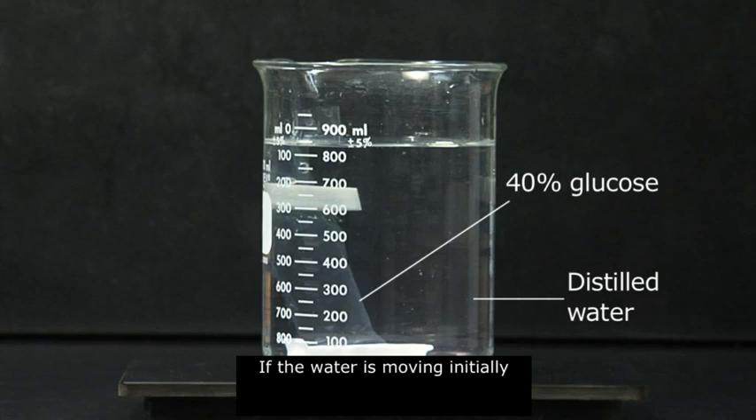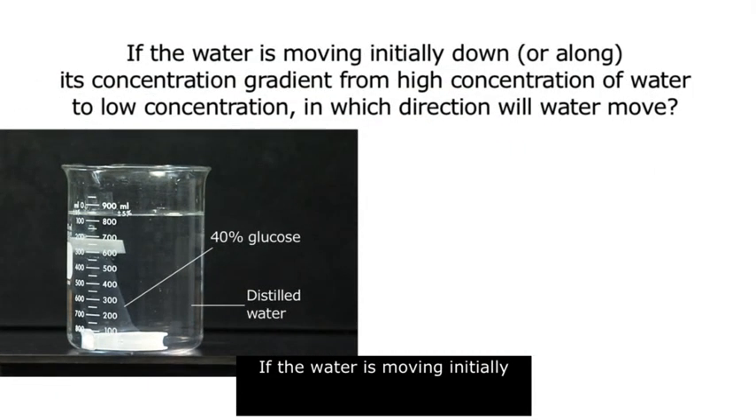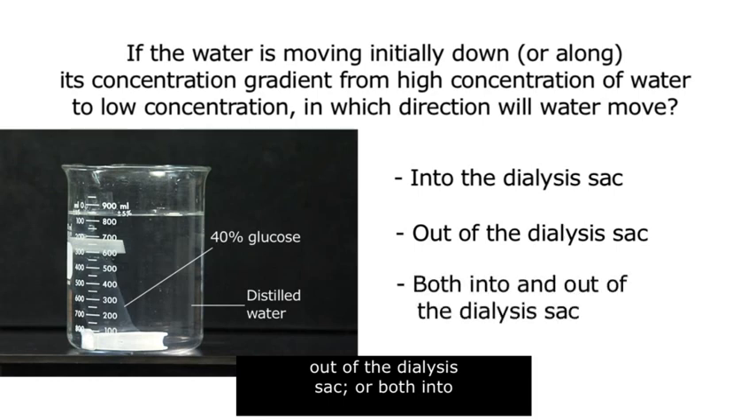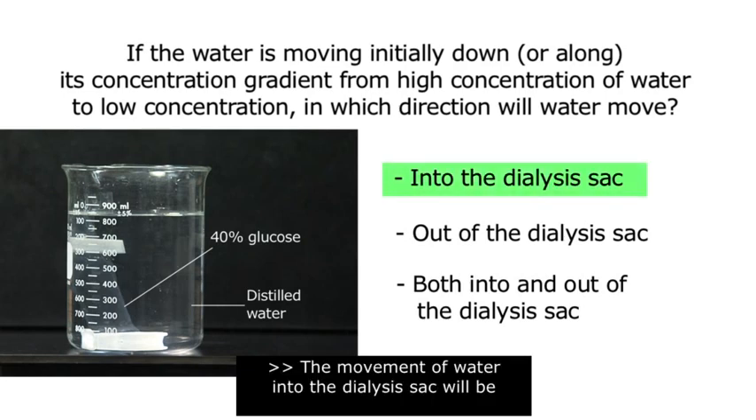Let's check your understanding. If the water is moving initially down or along its concentration gradient, from high concentration of water to low concentration, in which direction will water move? Into the dialysis sac, out of the dialysis sac, or both into and out of the dialysis sac? The movement of water into the dialysis sac will be down its concentration gradient because the concentration of the water is greater outside of the sac.